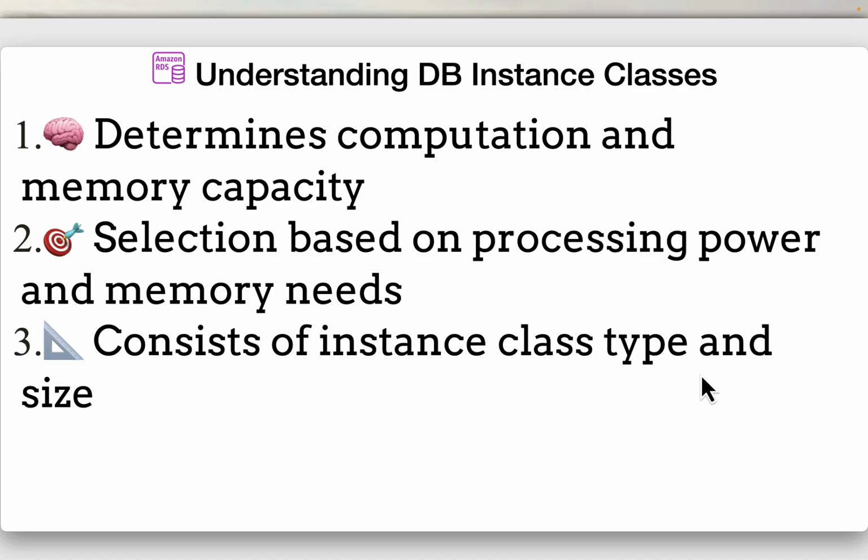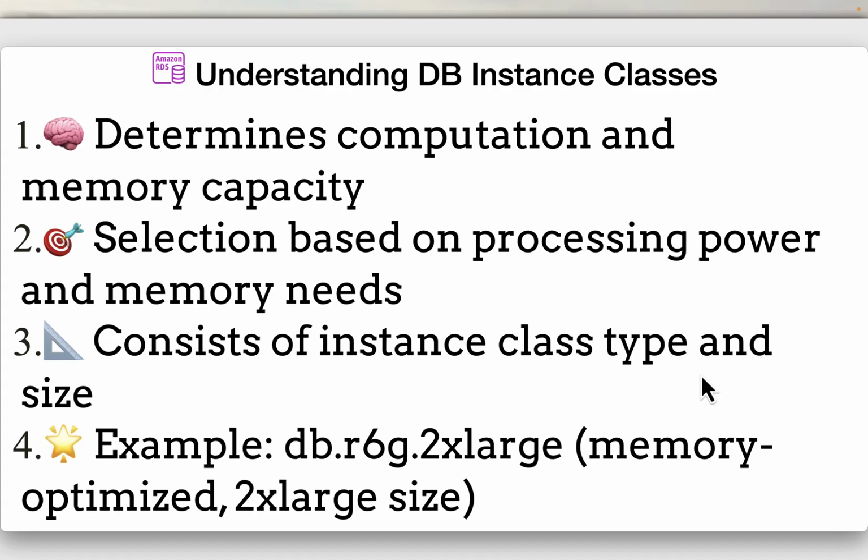A DB instance class is composed of both the instance class type, for example db.r6g, and the size, which can be, let's say, large or 2xlarge, which allows for fine-grained resource allocation. So I'll show you all the DB instance classes. Some examples, for example, db.r6g.2xlarge. So this is for memory optimized.